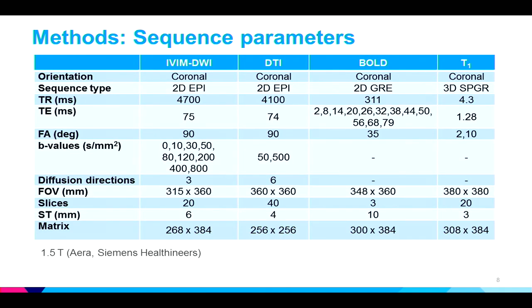This is a quick overview of our protocol. We imaged at 1.5 Tesla. For diffusion, we used an EPI sequence with 9 b values, including small b values for more sensitivity to the perfusion effect. For DTI, we employed 6 diffusion directions, and for BOLD, we had 12 echo times, with the last echo time corresponding roughly to the T2 star of the cortex. For T1, this is pre-contrast native T1 measurement. We used the variable flip angle sequence. We also did dynamic contrast enhanced MRI and MR elastography in this patient cohort, but these will not be described in this abstract.